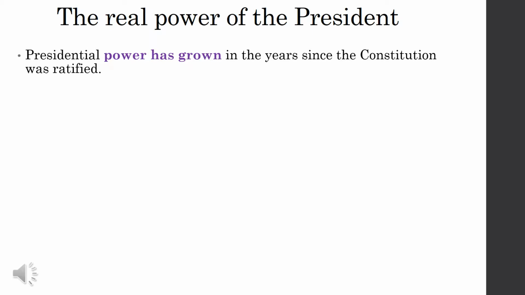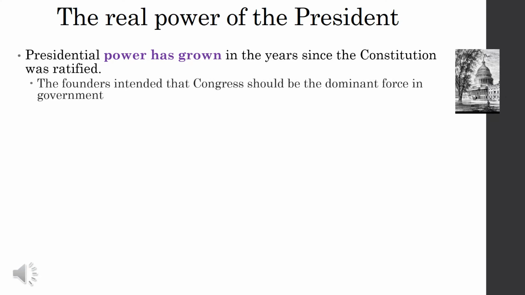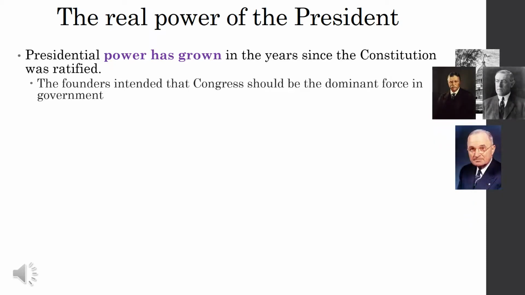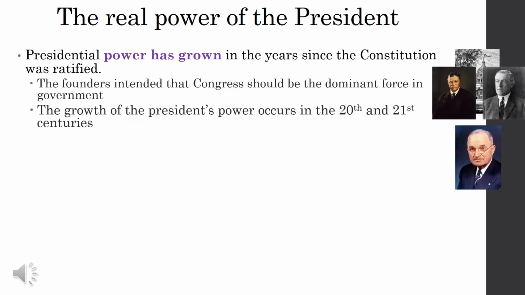You see, at first, the founders intended that Congress should be the dominant force in government. But then these three guys show up: Theodore Roosevelt, Woodrow Wilson, and Harry Truman. And the growth of the president's power occurs in the 20th and 21st century. Because of these guys and some other presidents, the president is now the dominant force in government, not Congress.